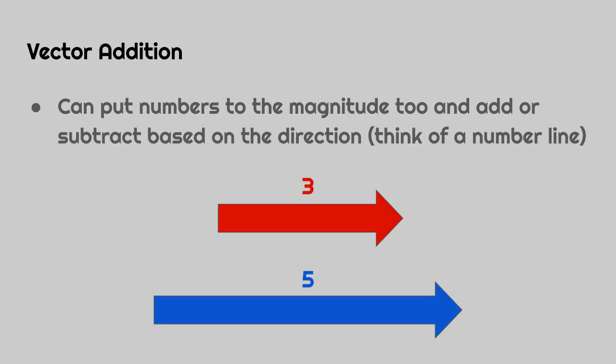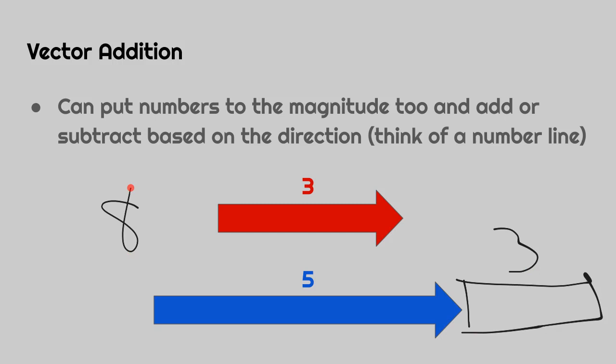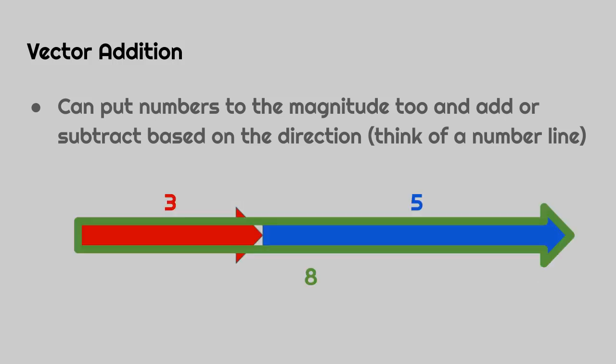Can you put numbers on the magnitude too and add based on the direction? Think of a number line, right? So here they're going in the same direction. Again, the tip of this one here, we have 3. So we have a number line. So this gives us an 8. It's 8 to the east.